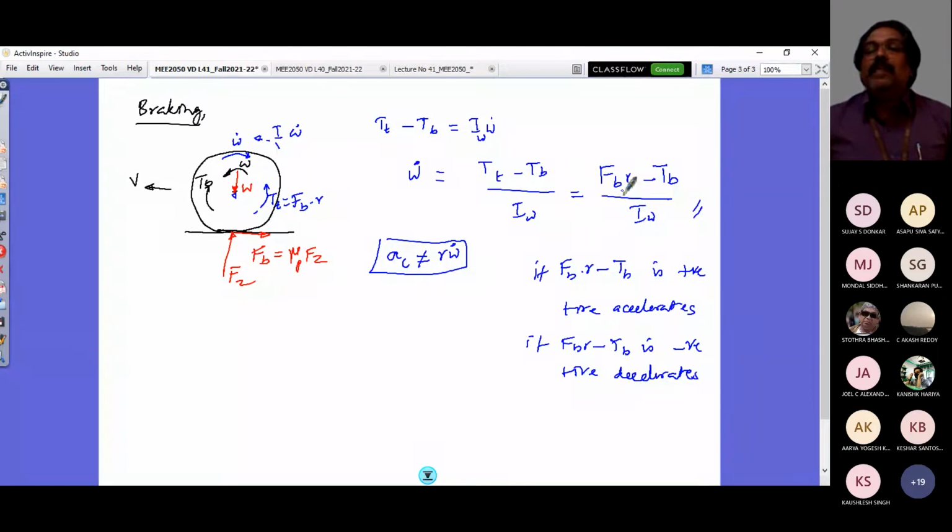When it is negative, what does that mean? The applied torque TB is more, limited by FB developed at the tire-road interface. So this has become negative. At that time, whatever omega dot you have would be deceleration, in the clockwise sense in this direction. If this happens to be positive, then this would change, and omega dot in this direction corresponds to acceleration, because this would be flipping.